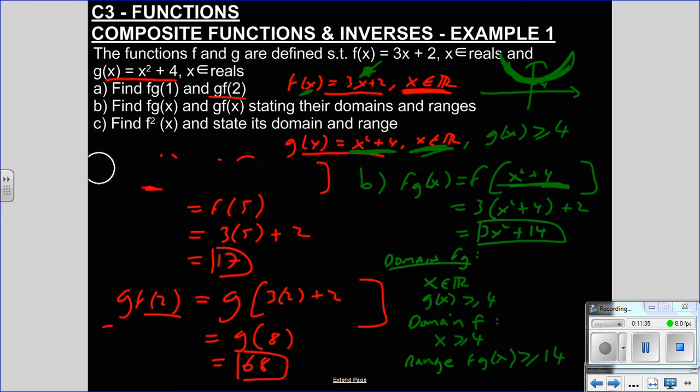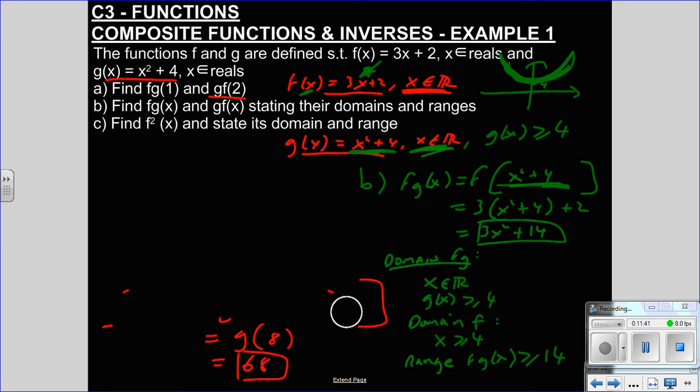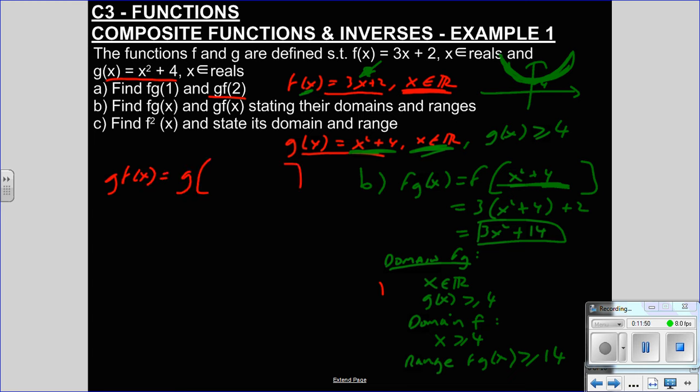We can do the same again, and let's see if we understand that. So let's try gf of x. Again, leave the g on the outside. f of x is 3x plus 2. Now we can g it, and g says square everything and add 4. So (3x plus 2) squared plus 4. That's 9x squared plus 12x plus 4 plus 4. So that's 9x squared plus 12x plus 8.